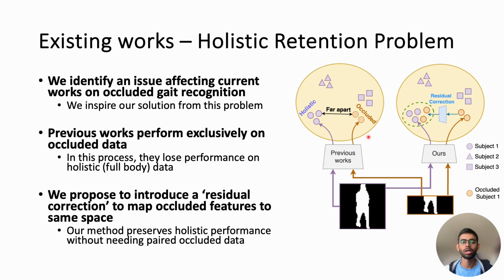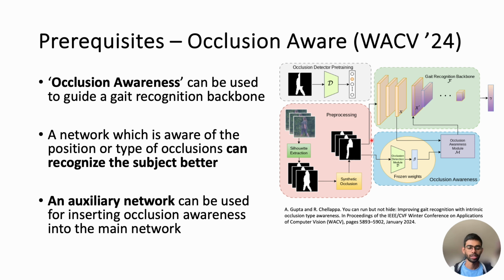Before we go into the description of our own method, there are some prerequisites which I'll go over in 1 minute. There is a work called Occlusion Aware Network, that's also targeting the occluded gait recognition problem, and that was proposed in WACV 2024. The main idea behind this work is that you can train a separate network which they call an occlusion detector, which is different from the gait recognition network. The occlusion detector is just trained to identify the different types of occlusions, or whether occlusions are even present at all in the data.